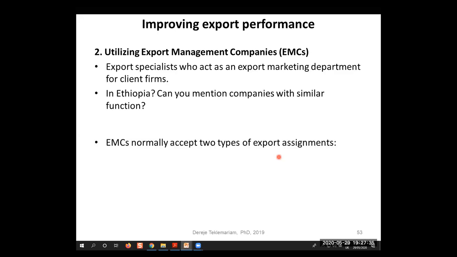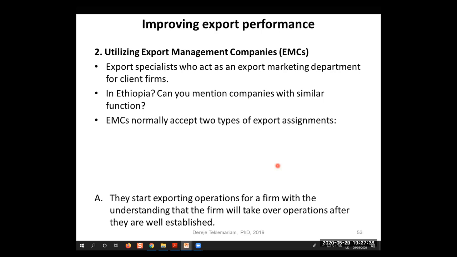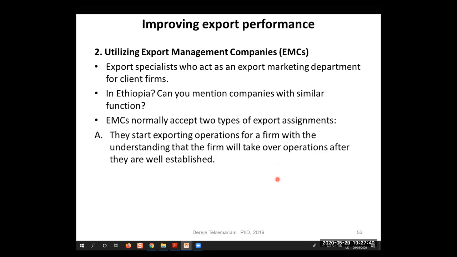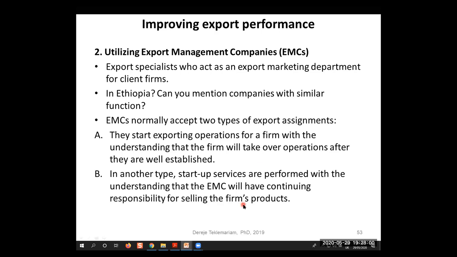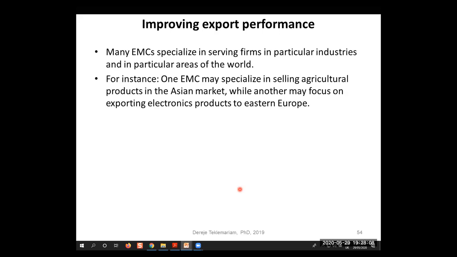The other thing is utilizing export management companies. There are two ways of export assignments with EMCs. One, they start the export operation and they simply show the way. Even they can have some startup services and some responsibility for selling abroad, even taking the product from the domestic companies.